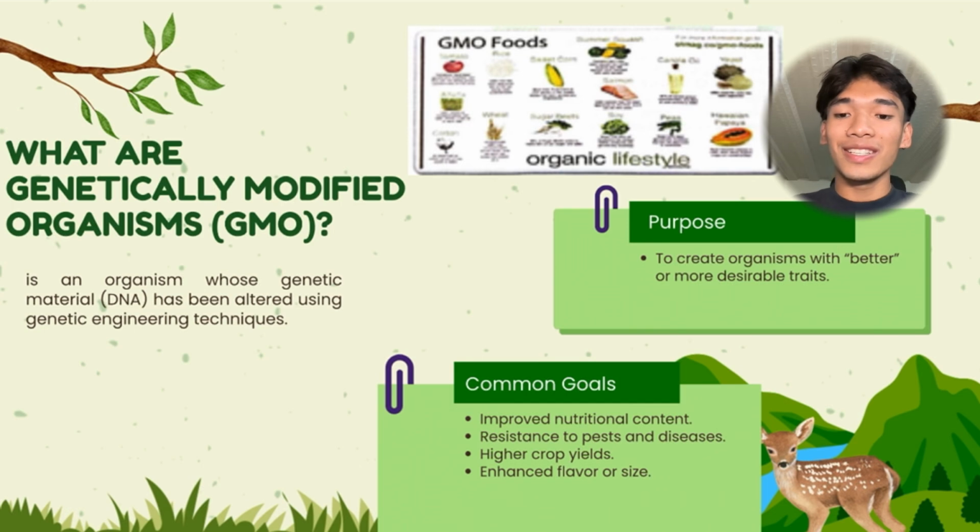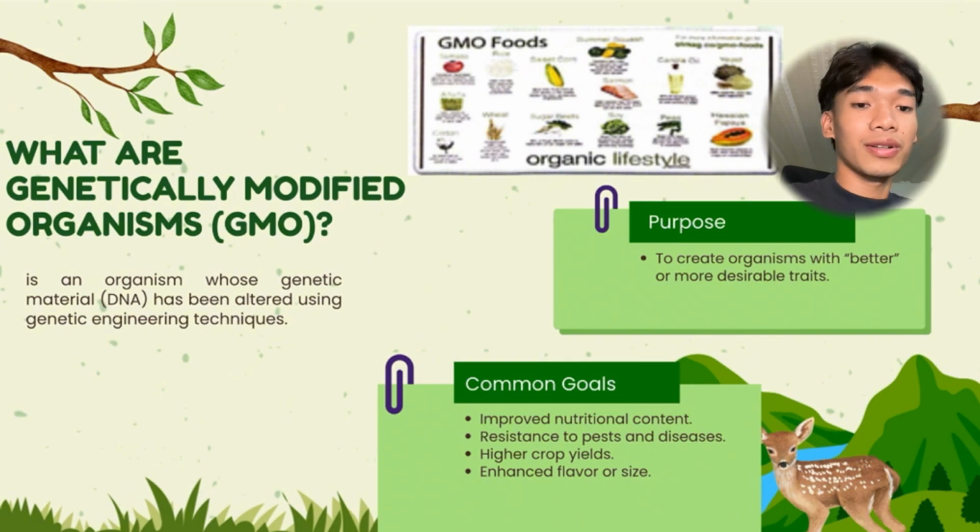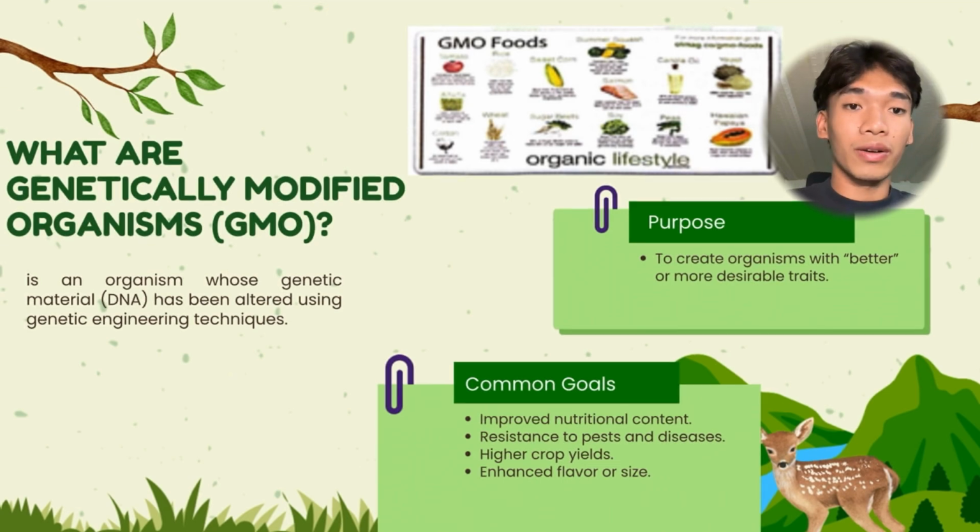So, what does this look like in practice? GMOs are already common in our food supplies, with crops like corn, soybeans, and papaya. Genetic engineering is simply a more precise and faster tool for doing what farmers have been trying to do for thousands of years: improving our food.